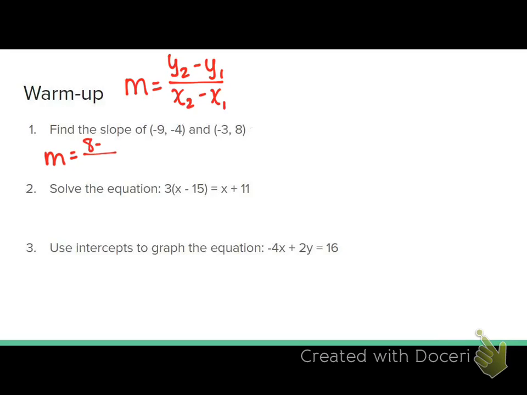8 minus a -4 over, what's my X2? -3 minus what? -9. Subtracting a negative means I'm really adding a positive, so I can change it to one big plus sign. 12 over 6, which is 2, or 2 over 1. Either one of those would be fine.